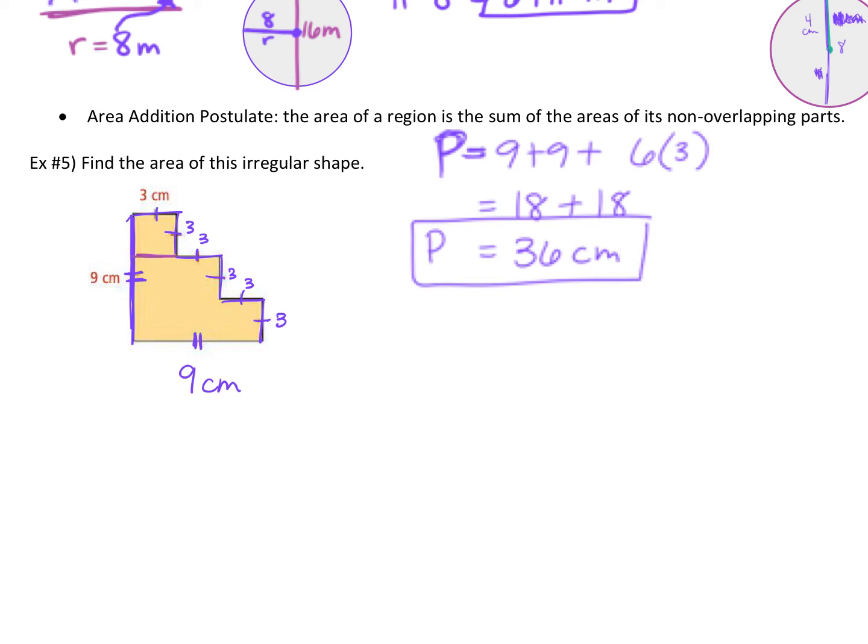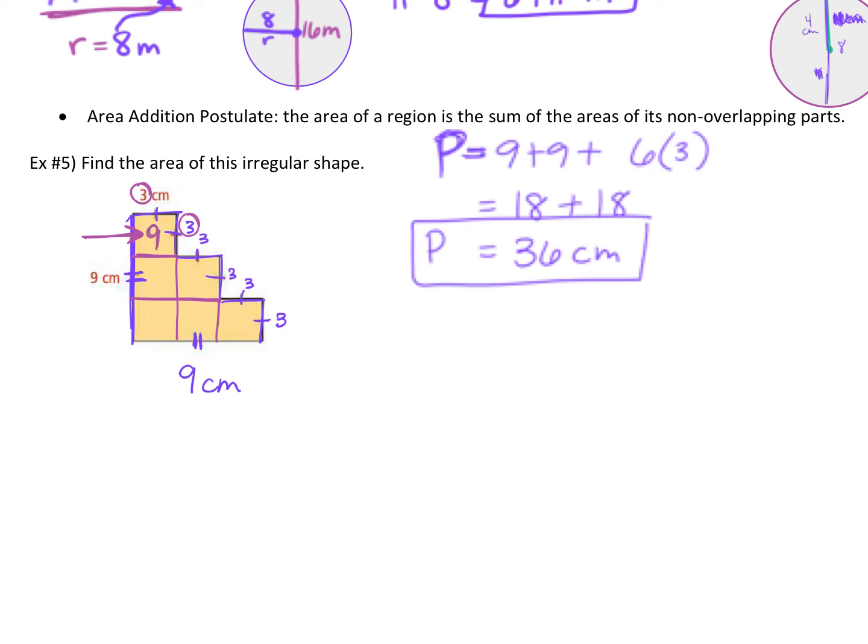If I break this into all boxes that are identical, what's the area of this box? Just that top single box. What do we multiply here? It's a 3 by 3 box. 3 by 3 is 9 square units, right? So this would be 9.